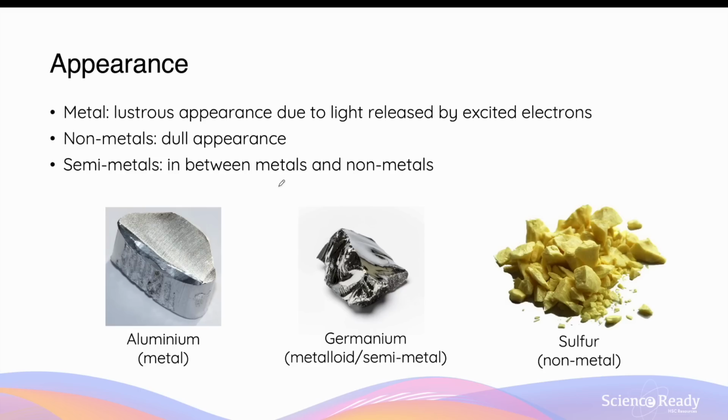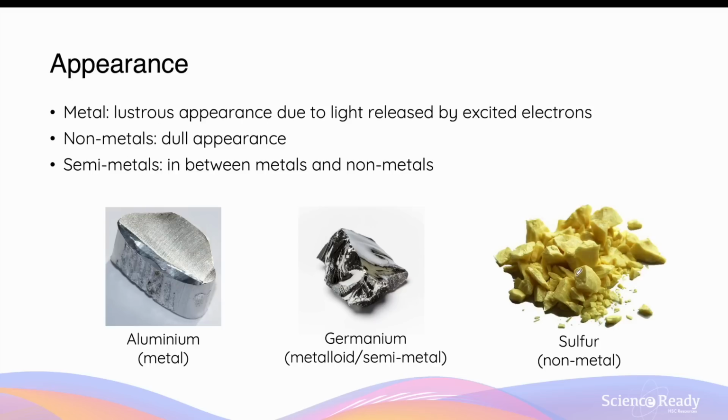The appearance of a substance is also one of its physical properties, and can be useful in distinguishing between whether the elements are metal, semi-metal, or non-metal. Generally speaking, metals have a shiny and lustrous appearance due to the fact that the localized electrons in the metallic lattices are able to absorb and release light, allowing some of the light to be reflected, giving its shining appearance. Non-metals appear very differently to metals.